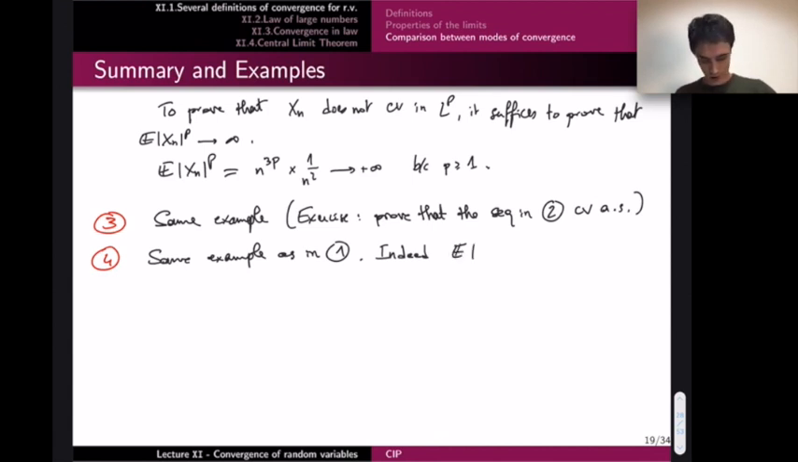So Xn minus 0 to the power p is equal to, remember in 1, the example, it's a binary random variable. It takes the value 1, so it's 1 to the power p, and the probability that it's 1 is 1 over n. So it does go to 0 as n goes to infinity. So I have convergence in LP towards 0.